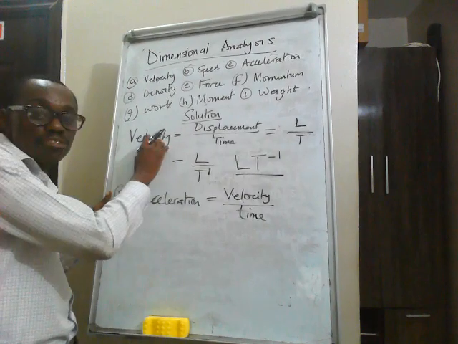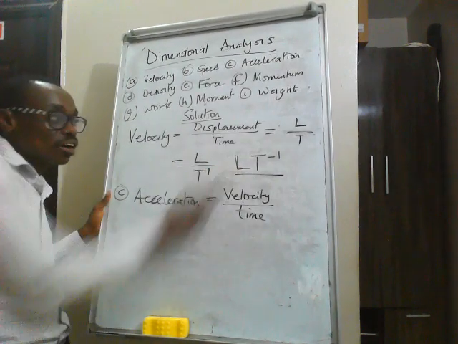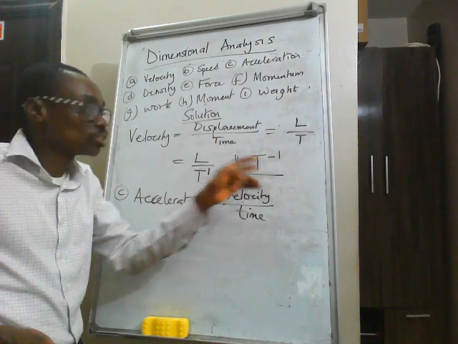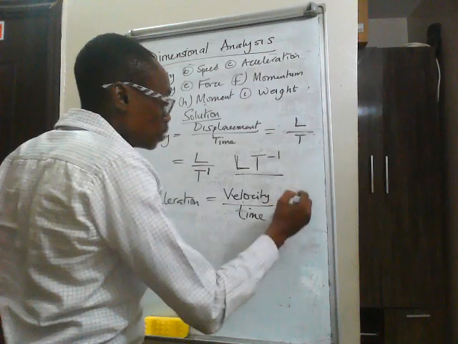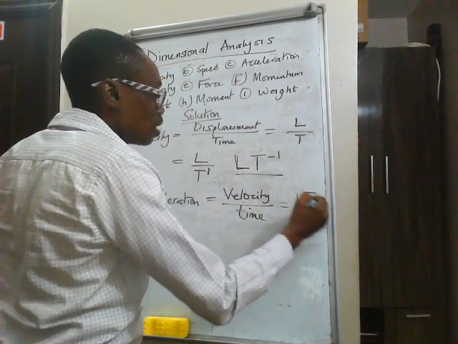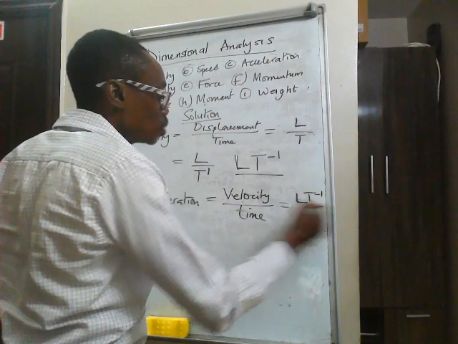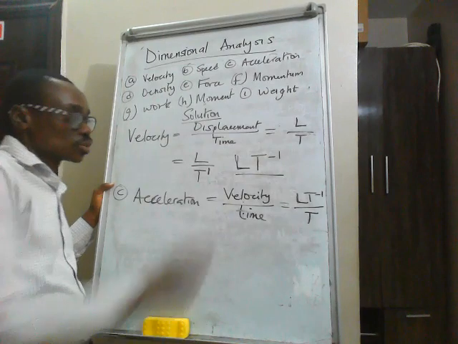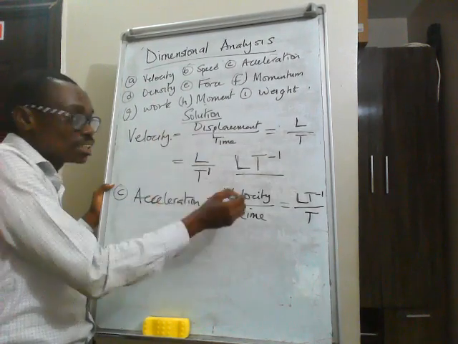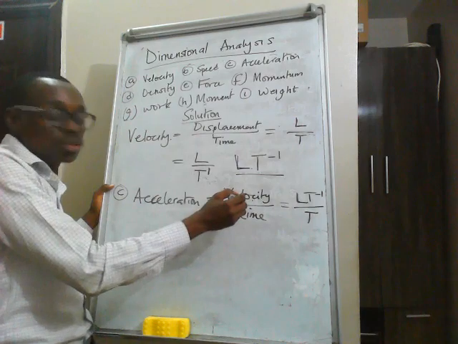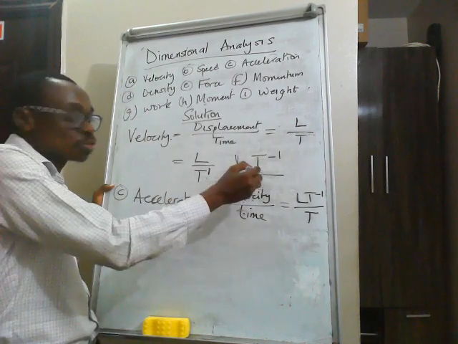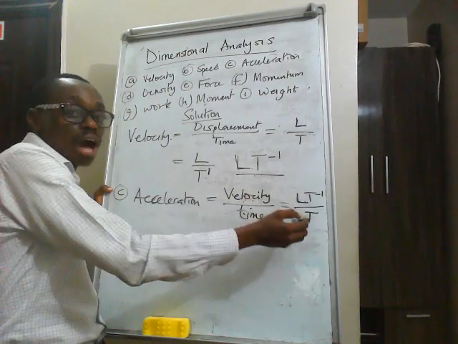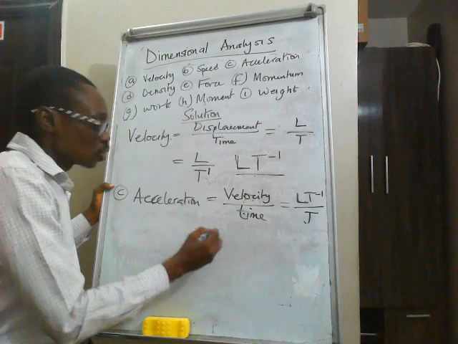And from here, we've already gotten velocity as L T raised to power minus 1. So first of all, you will solve for velocity and get that velocity is equal to L T raised to power minus 1. We're going to put that on top, and time is T. We've already solved velocity here, that's why I'm not solving it again. But if you were to solve this from scratch, this is how you solve for velocity. Then the dimension of time is T. So we go ahead to simplify.